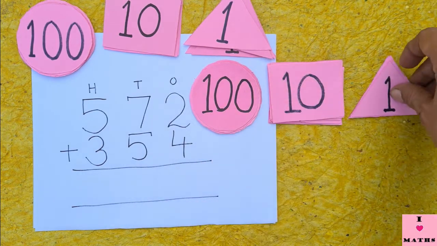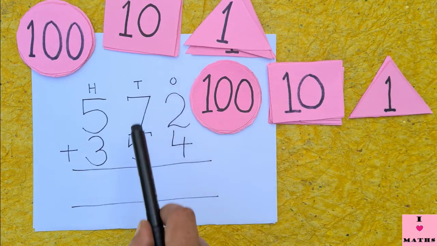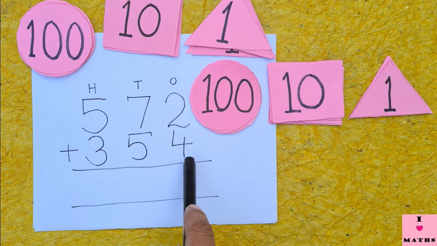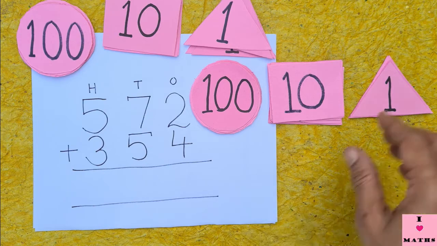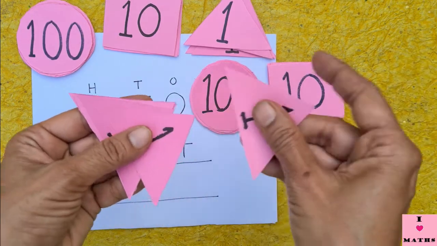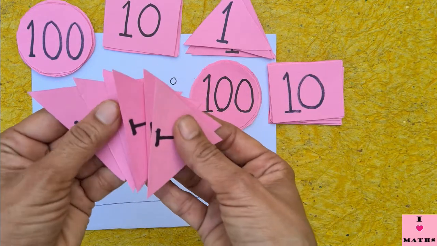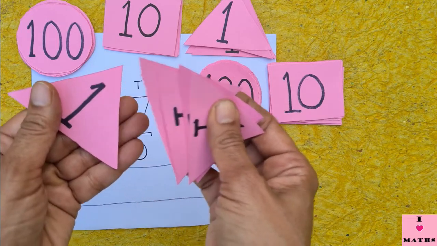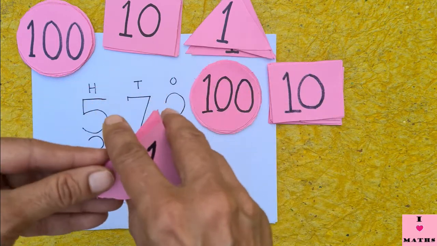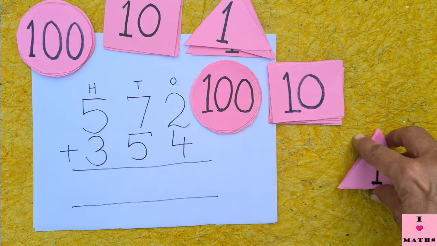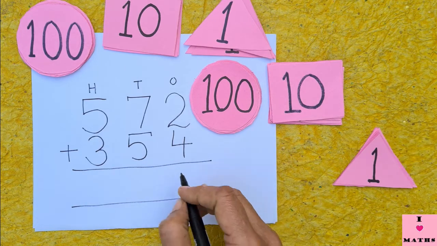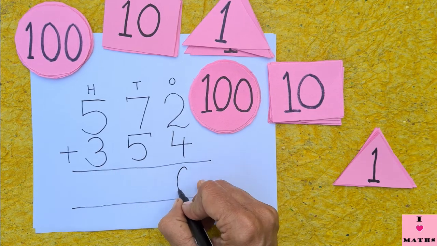Since we start addition from ones place, I will count the ones cards first. Let us count them. 1, 2, 3, 4, 5, 6. I have 6 ones cards. So I will write here 6.